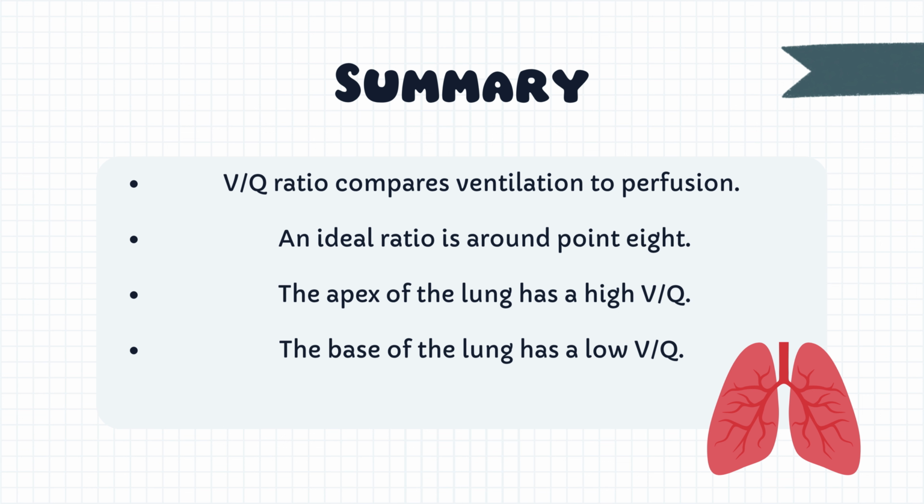Let's summarize the key points. The V/Q ratio compares ventilation to perfusion. An ideal ratio is around 0.8. The apex of the lung has a high V/Q. The base of the lung has a low V/Q. Mismatch leads to inefficient gas exchange. Dead space is ventilated but not perfused, like in pulmonary embolism. Shunt is perfused but not ventilated, like in pneumonia.